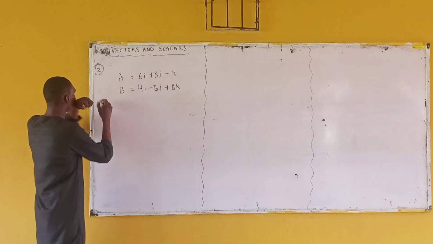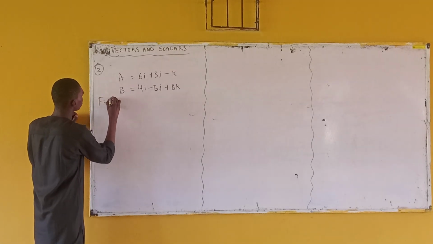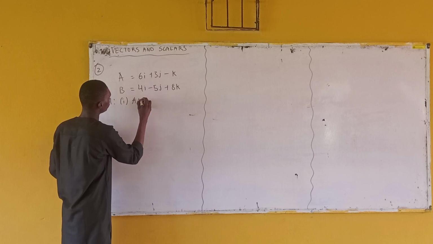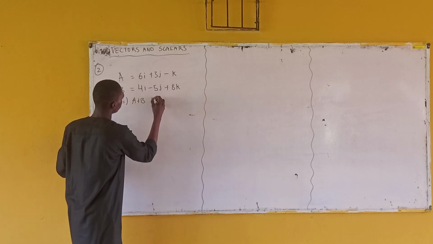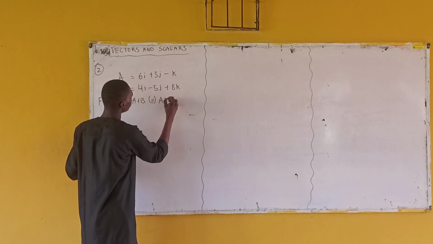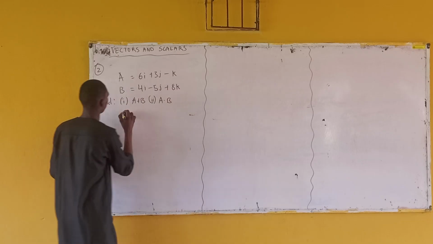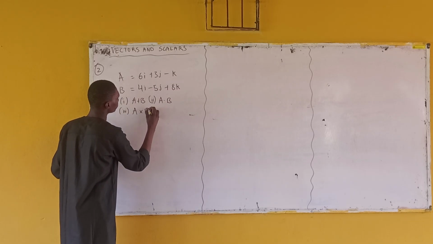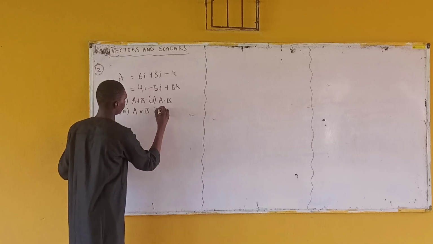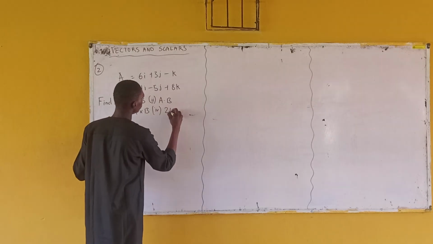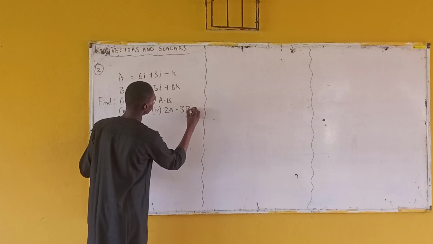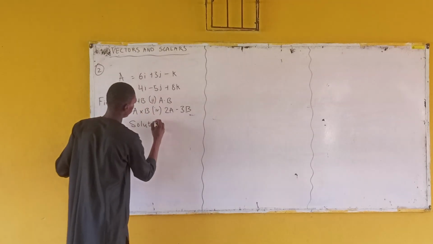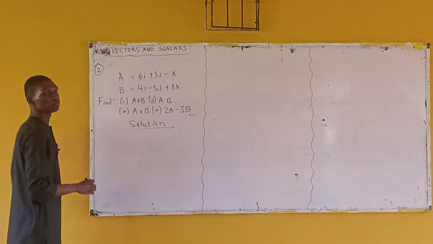Alright. Find A plus B, A dot B, A cross B, 2A minus 3B. Alright. So, to solve this, what do we do?